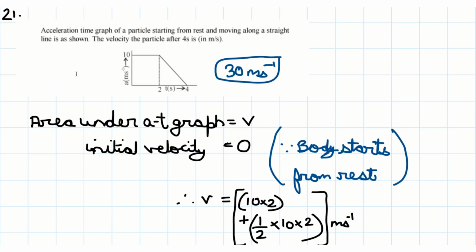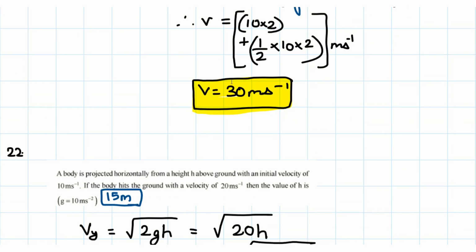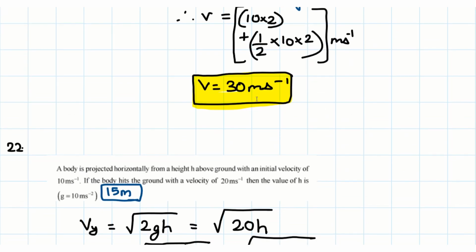In the 21st question, we are given an AT graph and we need to find the velocity of the particle after 4 seconds. Now we know that the area under the AT graph is V. So we multiply 10 into 2 and we add that to 10 into 4 by 2, which gives us basically the area under the graph, and V equal to 30 meters per second.